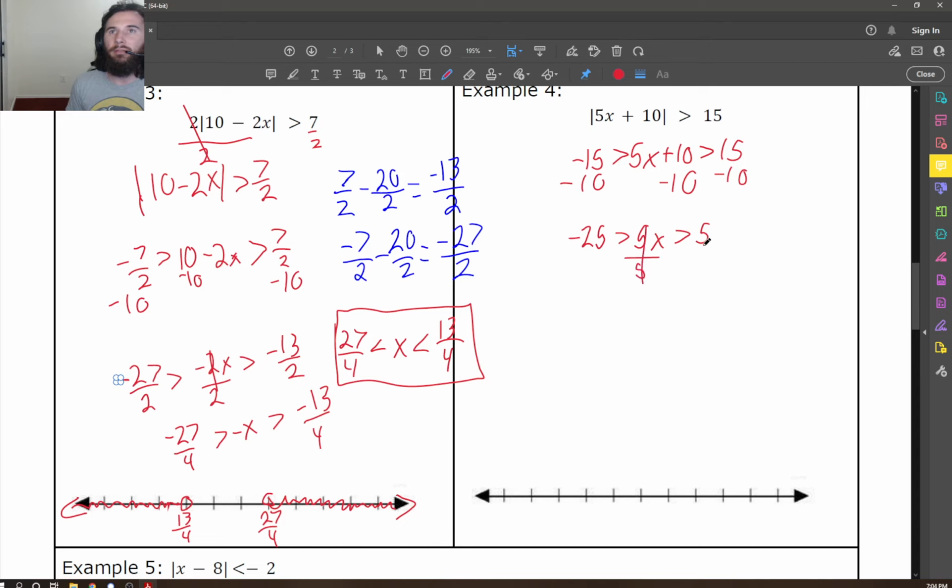Then we divide everything by 5. Negative 25 becomes negative 5. X greater than 1. So now, let's see, I'll put negative 5 over here. I'll put 1 over here. Open circles because not inclusive. And x is less than negative 5, but greater than negative 1, or greater than positive 1, sorry.